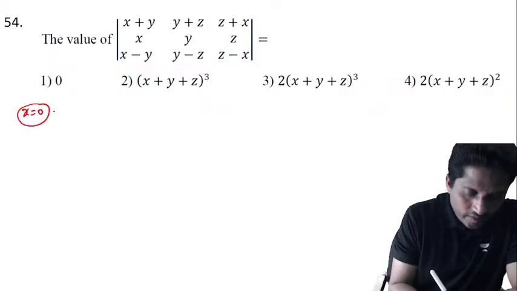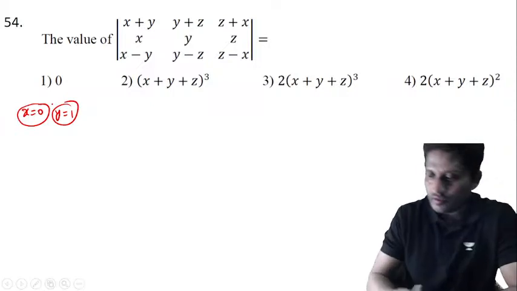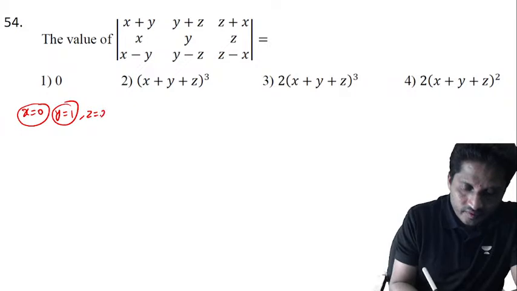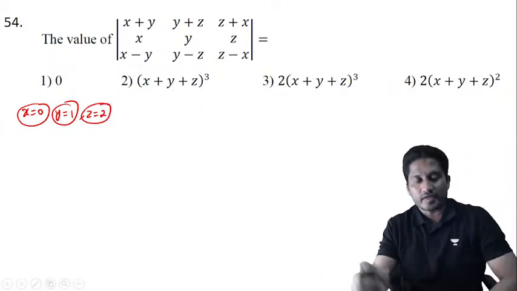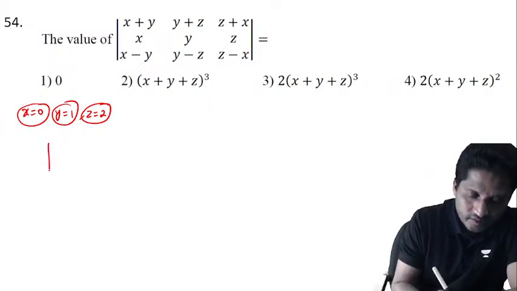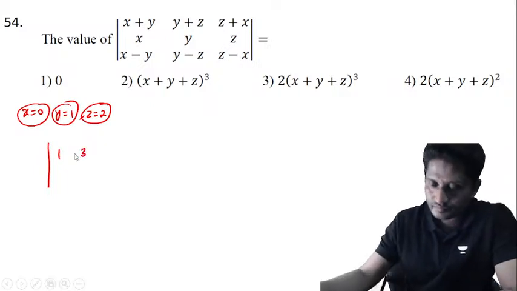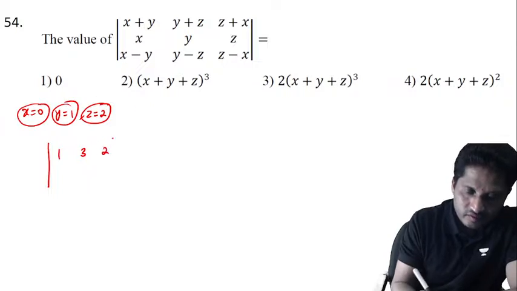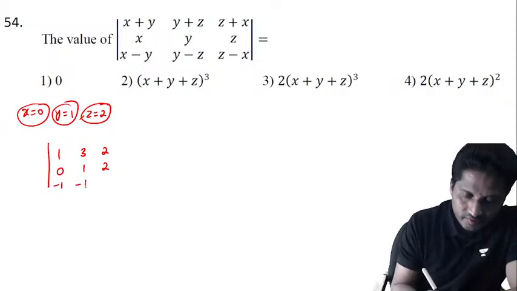X is 0, y is 1, and z is equal to 2. Or you can put x as 1, x is 0, y is 1, z is 1 as well, right? Now if I substitute here, this is determinant of 0 plus 1 will be 1, 1 plus 2 is 3, and z plus x is 2 plus 0 is 2, and then you get this is 0, 1, 2. The last row: x minus y is minus 1, y minus z is minus 1, z minus x is 2.